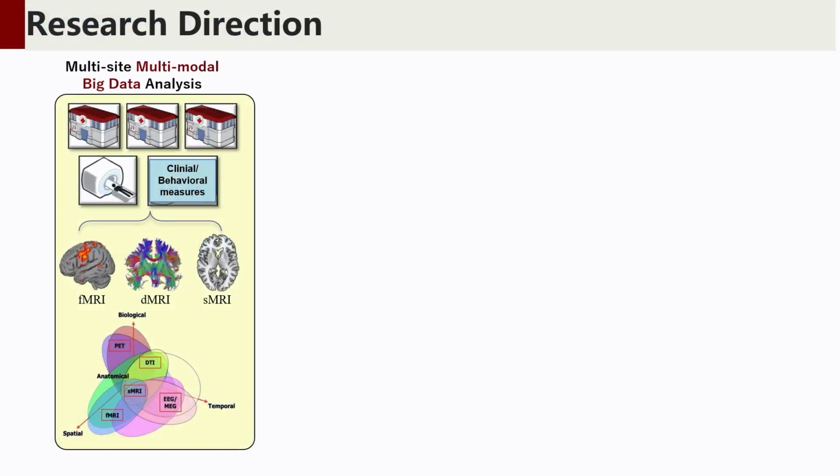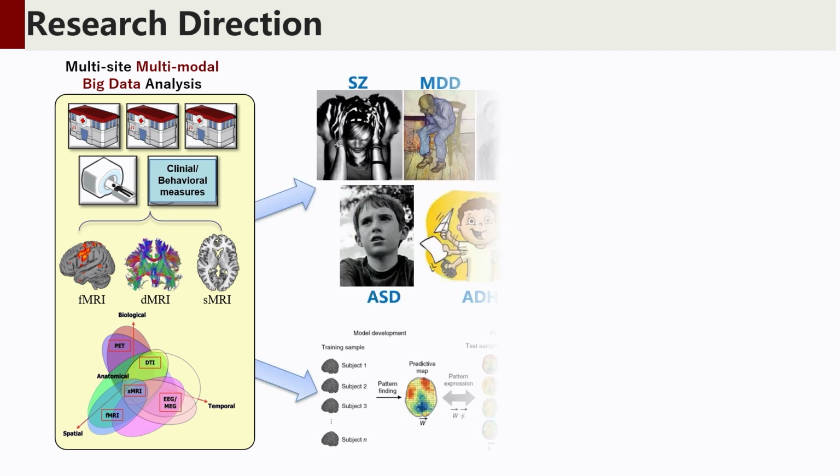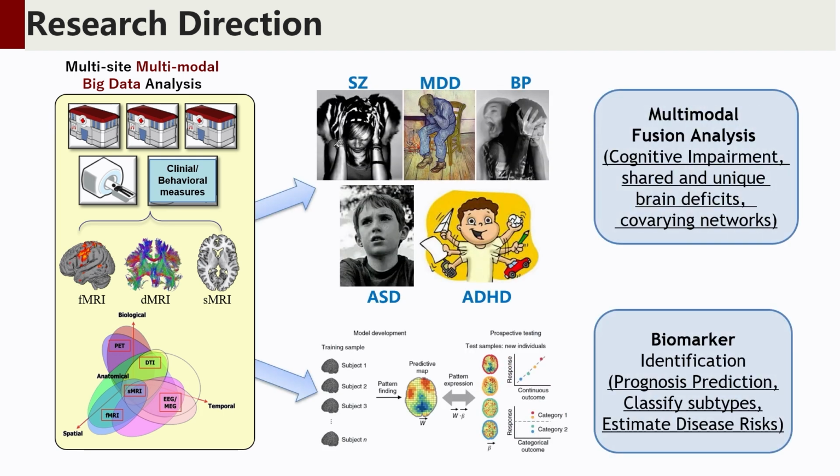Okay, so first, my research direction. Actually, I'm doing the data fusion approaches and using multimodal and multi-site big imaging data analysis. In my lab, we have mainly two directions. The first is multimodal fusion analysis. We are trying to combine different neuroimaging techniques to help us better understand multiple psychotic disorders such as schizophrenia, major depression, and bipolar. On the other side, we are trying to identify some potential biomarkers that could facilitate personalized treatment. And also, we are doing some risk prediction.